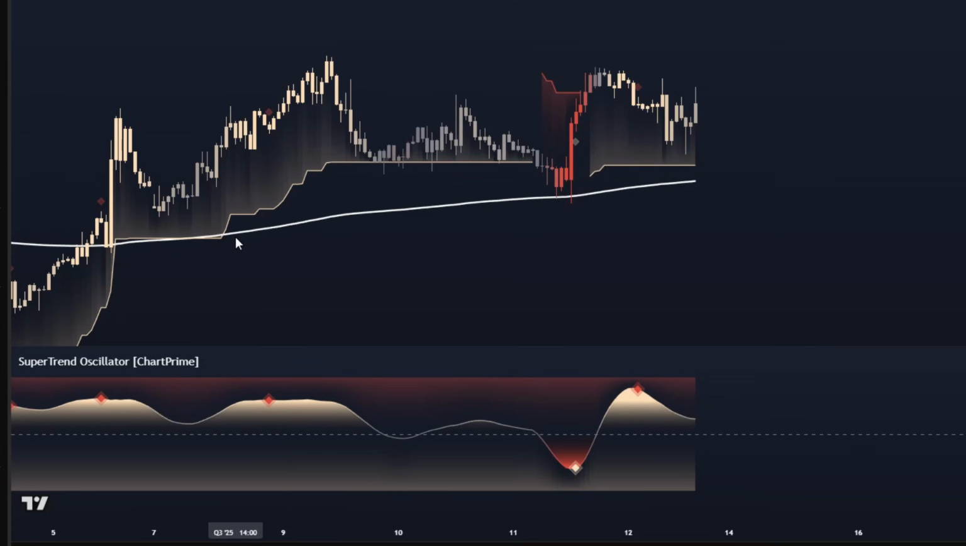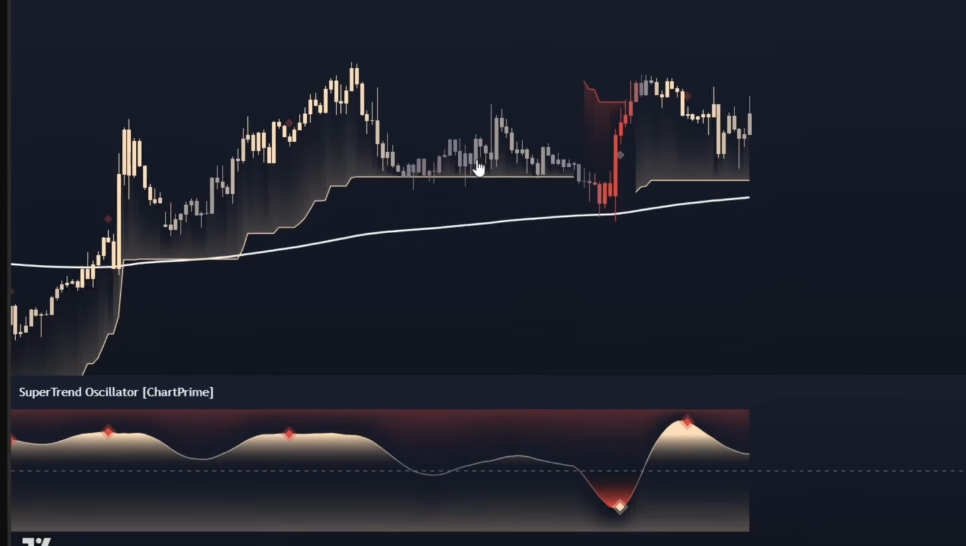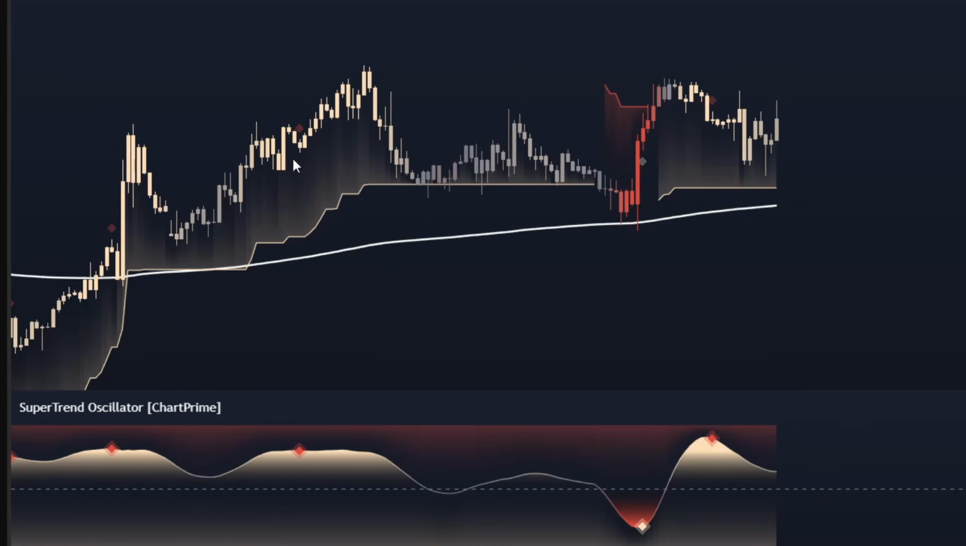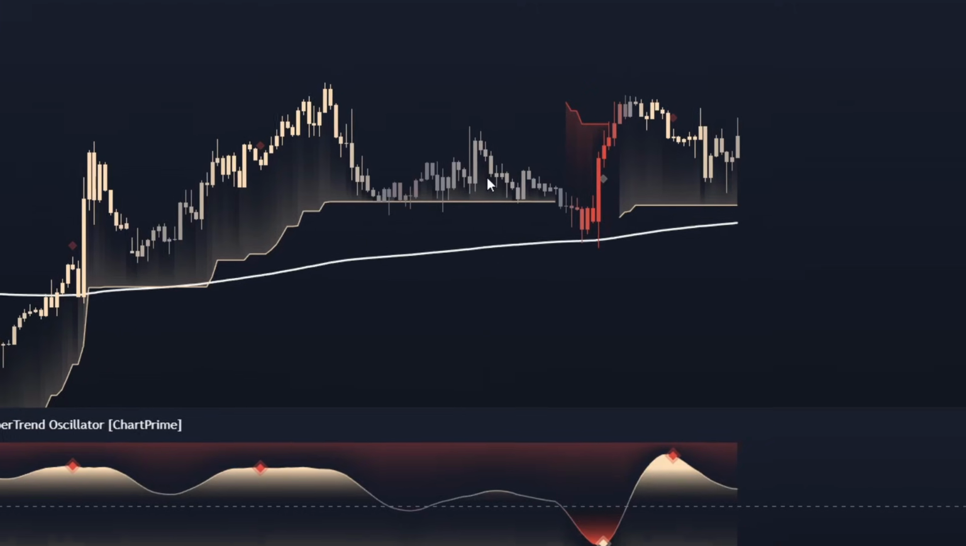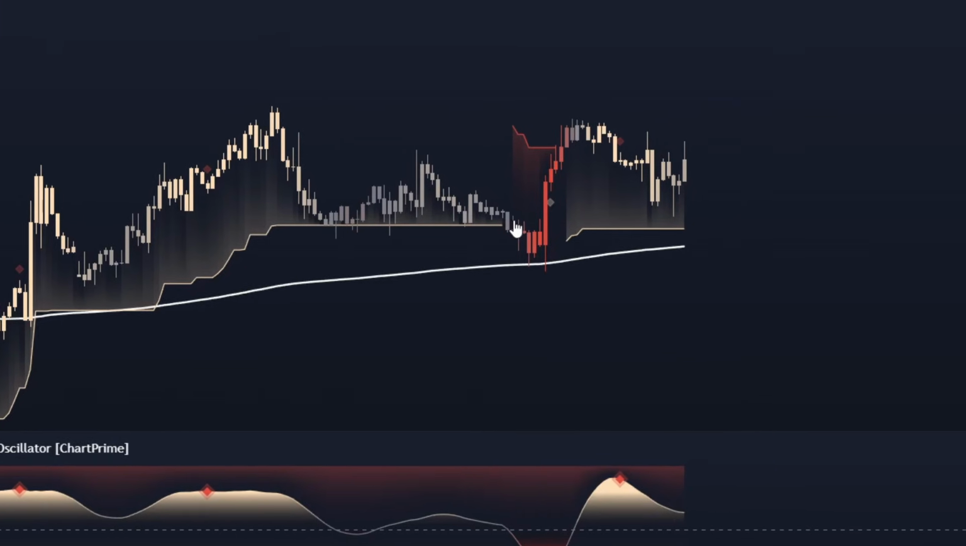First, price must be clearly above the EMA 300. That tells us the bigger trend is bullish. Next, the Supertrend ribbon should be under price and colored light brownish, like it is here, showing bullish control. Now we wait for a pullback.